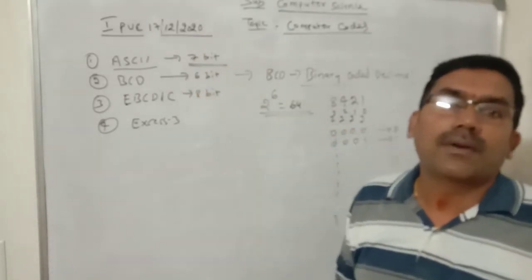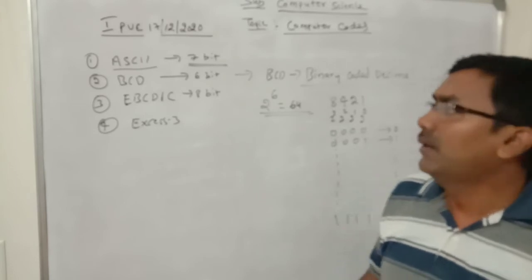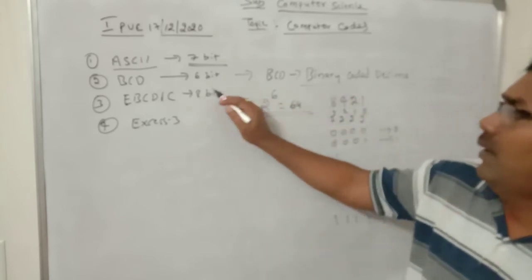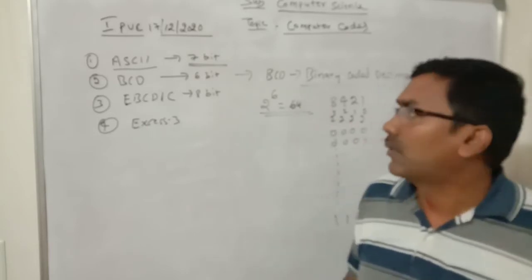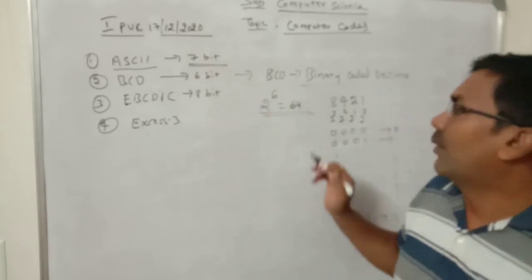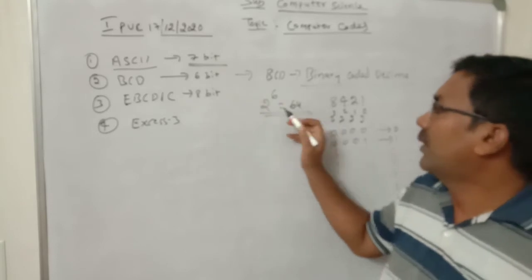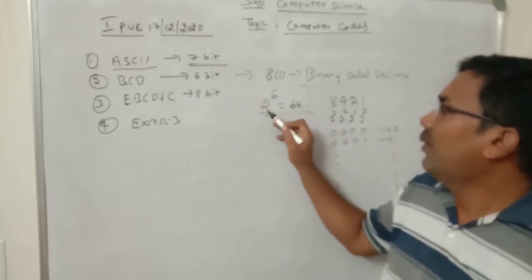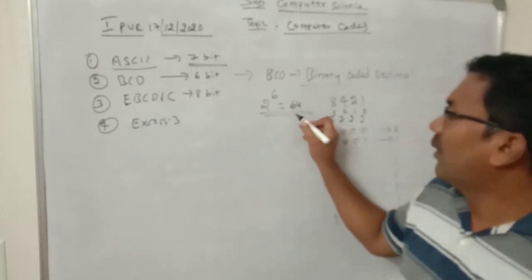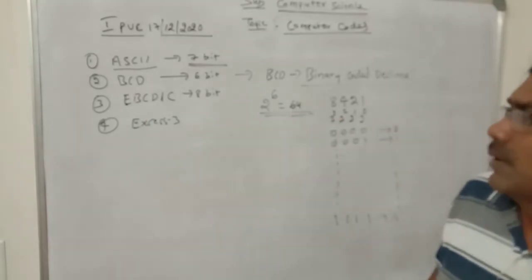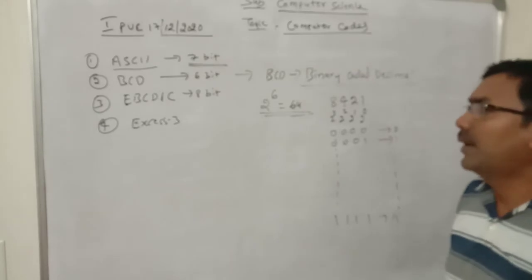If they ask you to write a short note on BCD, then first of all you have to write that BCD is binary coded decimal, the full form. You get 1 mark for that, and it is a 6-bit code. Then it can store up to 2 to the power of 6 range of values, means 64 range of values. Everything should be converted into binary.